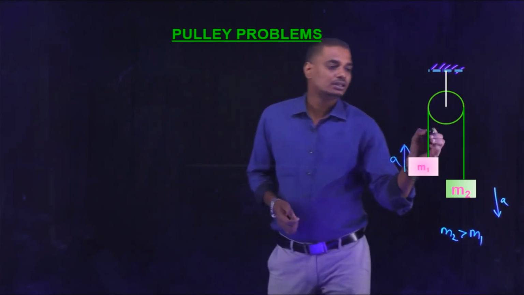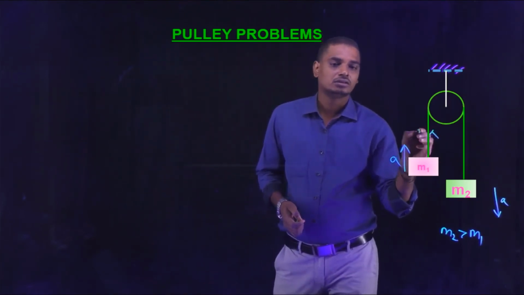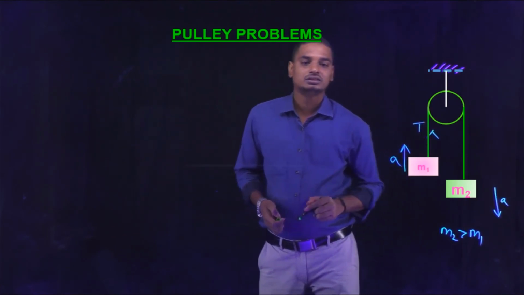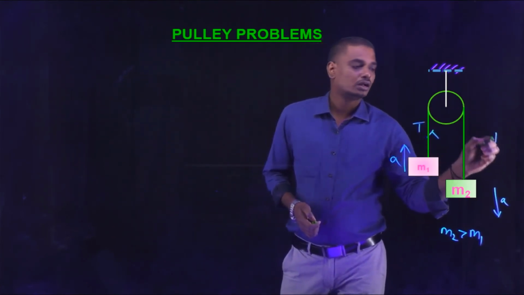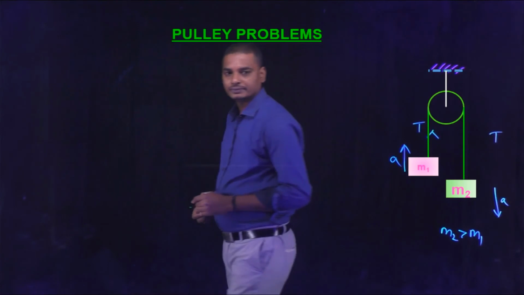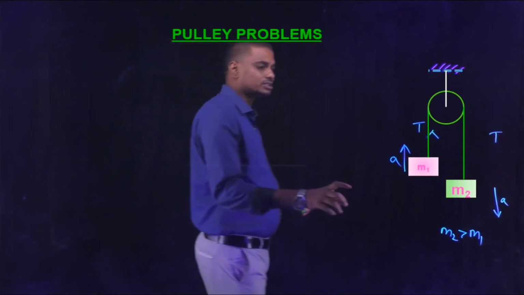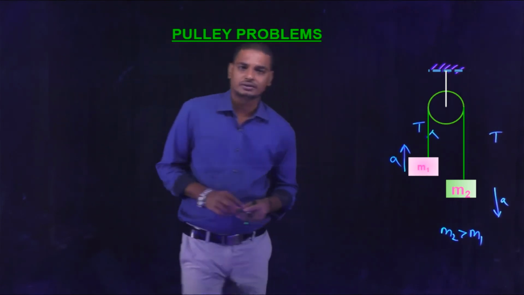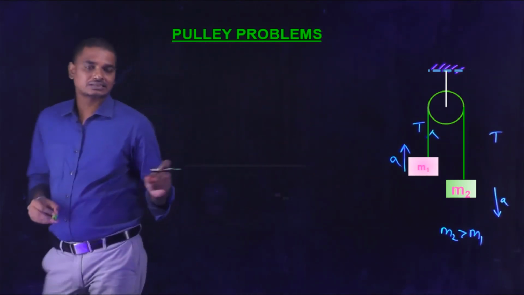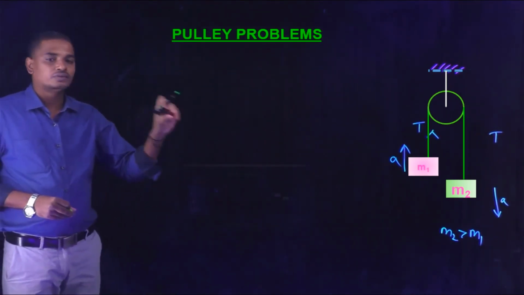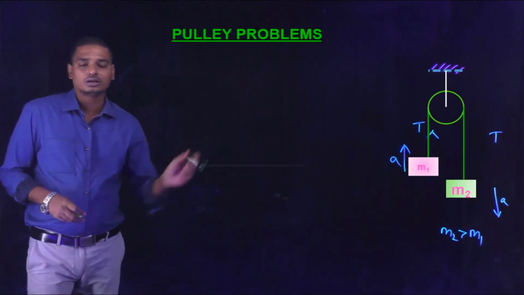Let T be the tension in the string. So T is the tension in the string. Similarly, here also the tension in the string is T. So now let us calculate the acceleration and the tension in the string. For that, let us draw the free body diagram for the individual blocks.